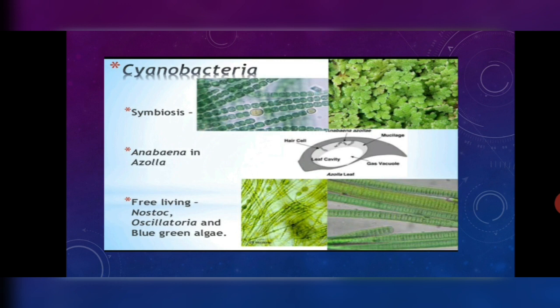Anabaena in Azolla helps in nitrogen fixation. Then free living forms, Nostoc and Oscillatoria, also help in converting free nitrogen into nitrates and nitrites, which are absorbed by the plants.